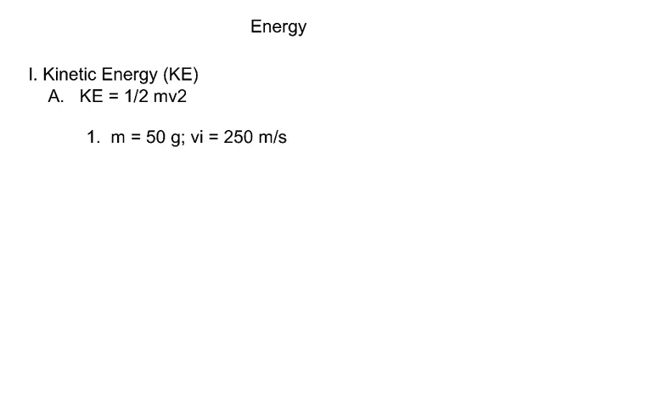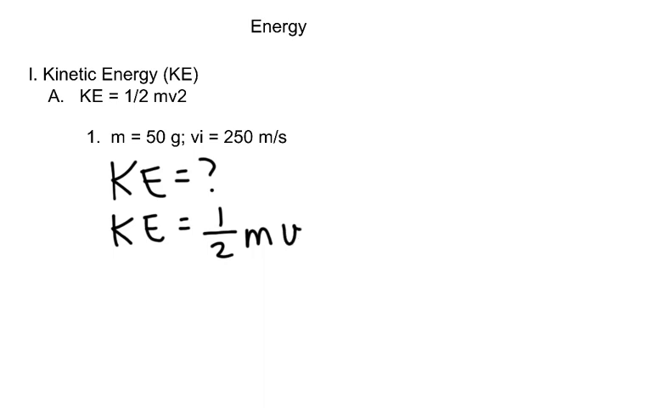Let's do an example where we have a mass of an object of 50 grams. It has an initial velocity of 250 meters per second. What is this object's kinetic energy in this case? We know the formula for kinetic energy is 1/2 mv squared. And we'll plug in the numbers.